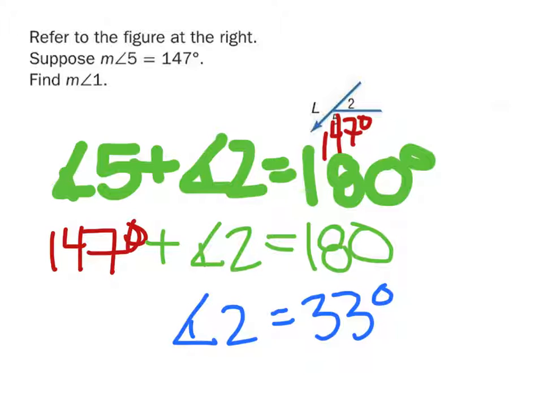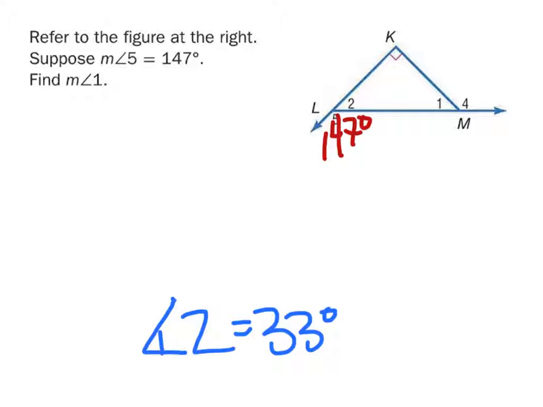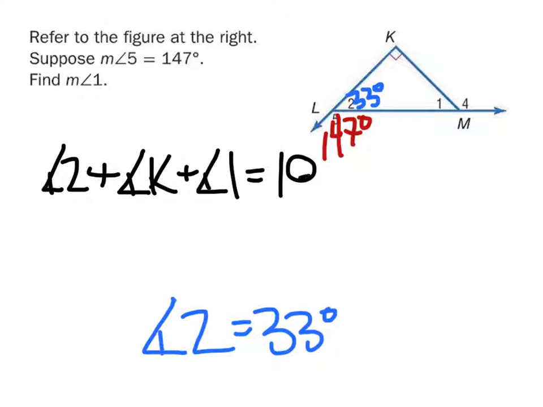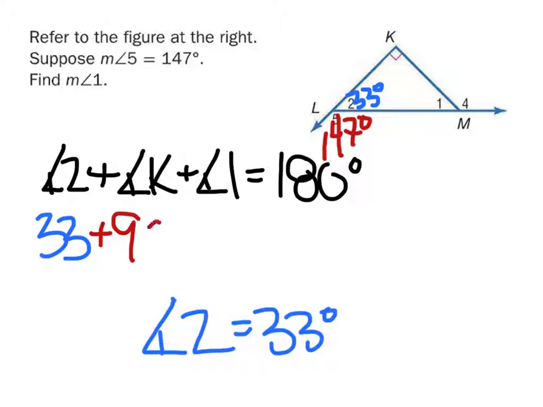So let's look at the rest of the picture. So angle 2 is 33 degrees. So I've got a 33 degree angle right there. And what do we know about triangles? Well, we know that if we add all the angles together that are interior to the triangle, so in other words, angle 2 plus angle K plus angle 1, that would give us 180 degrees. Now we just figured out angle 2, it was 33 degrees. We can see angle K is 90 degrees, but angle 1 is the one that we want. So let's go ahead and figure out what angle 1 is. And that's all equal to 180 degrees.